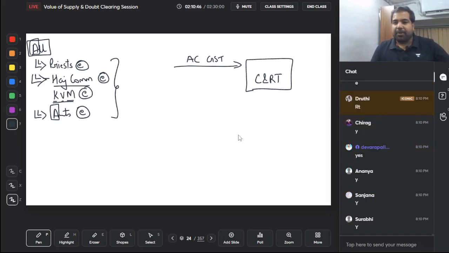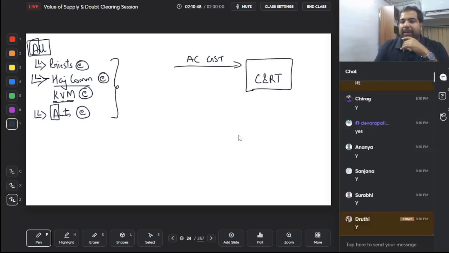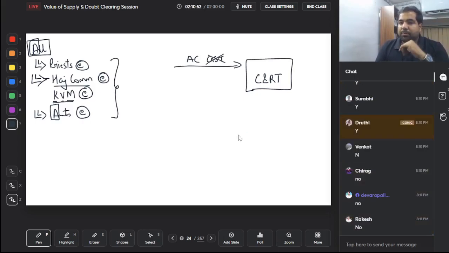Yes, guys, they will pay GST, but will they get any credit? No, they will not get any credit. So that means, guys, all the inputs are subject to GST. Yes, except one input.